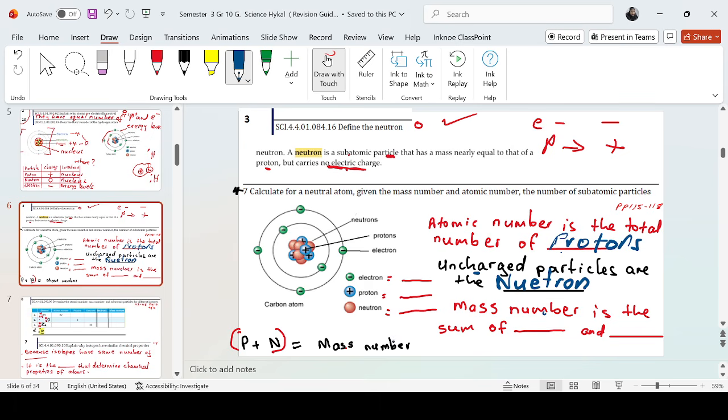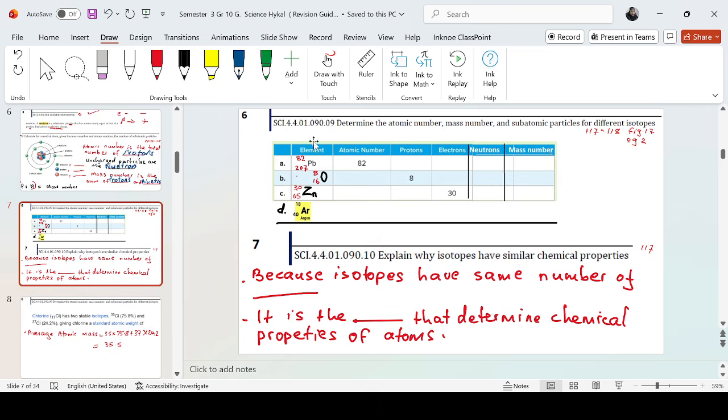Mass number, how do we get mass number? It is the sum of protons and neutrons. You add the protons and the neutrons to get mass number. You will see what we mean here. So here is the activity now. Like I said, on the periodic table, let's start with this one. This is the element lead, Pb.